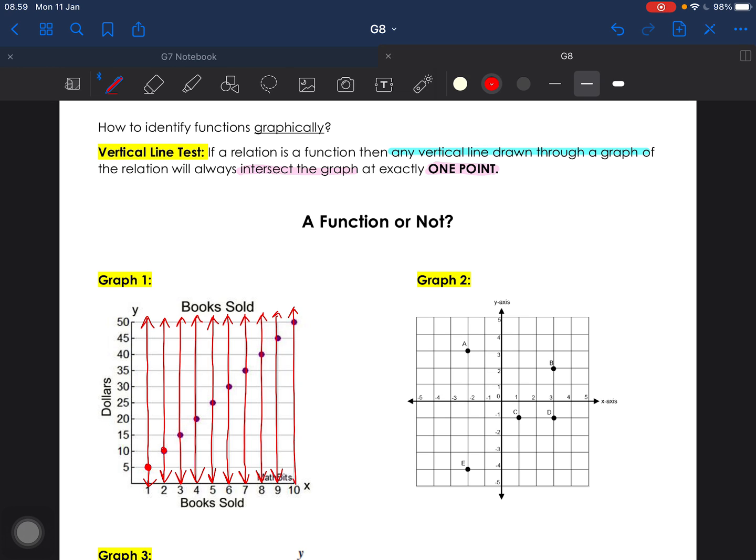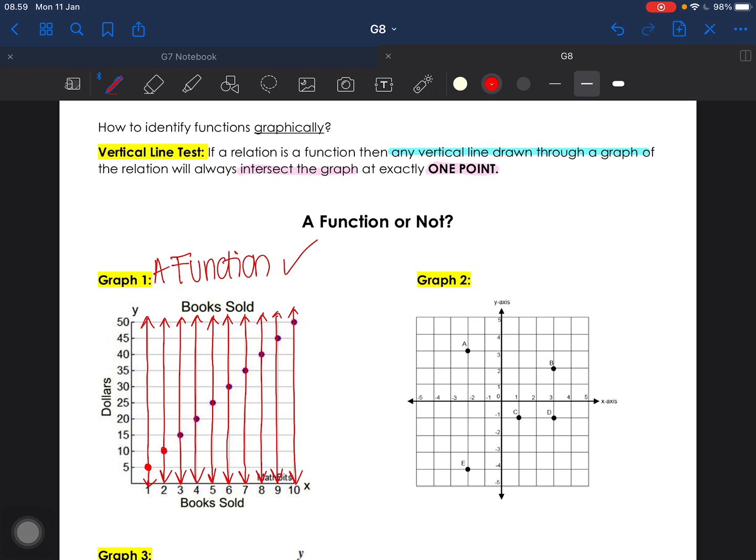So this is what we call the vertical line test. We're just testing if the points only intersect once. Okay, so this graph here proves that the graph passes the vertical line test. So this graph here is a function.